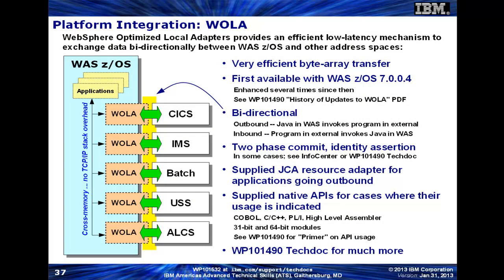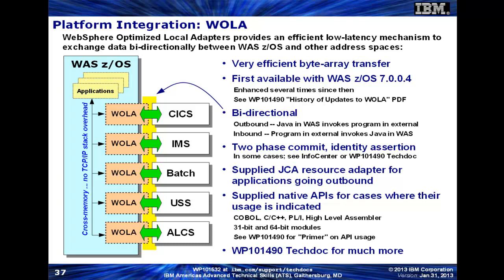WAS-zOS offers another exclusive cross-memory exchange mechanism in the form of WebSphere Optimized Local Adapters, or WOLA for short. The key thing about WOLA is that it's bidirectional. That is, it supports exchanges that are either outbound from WAS-zOS to one of the systems shown on the chart, or inbound from one of those systems into WAS-zOS. The bidirectional nature of WOLA is unique. The other cross-memory exchange mechanisms, such as JDBC Type 2 or KIX EXCI, are outbound from WAS-zOS only.